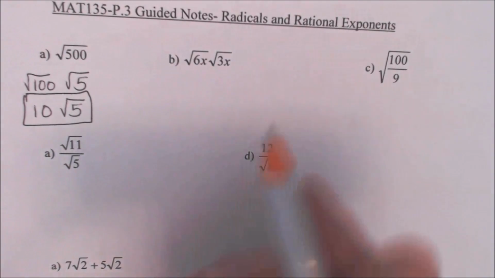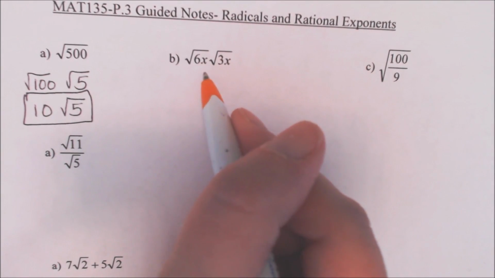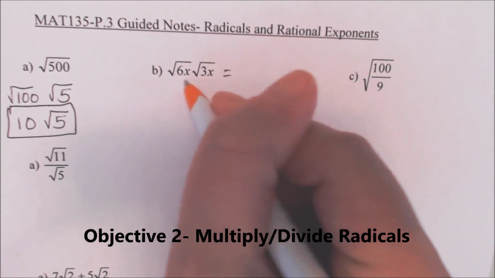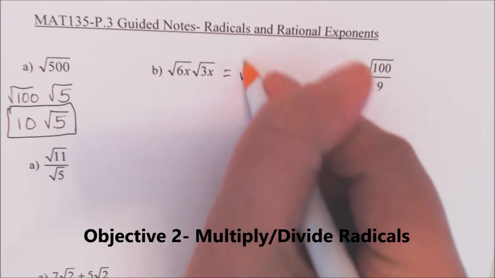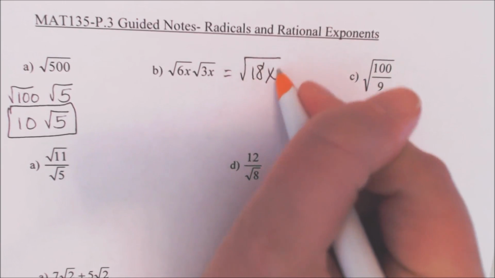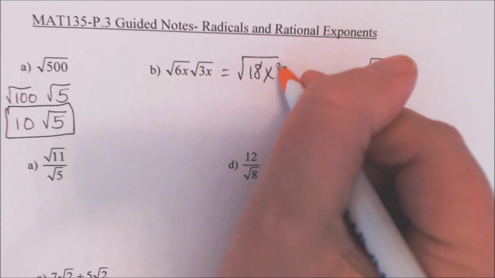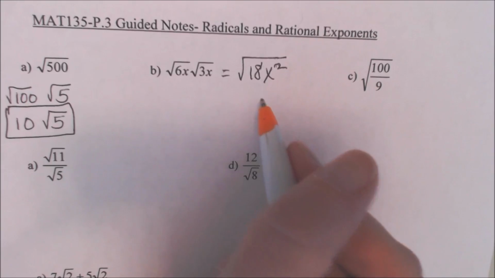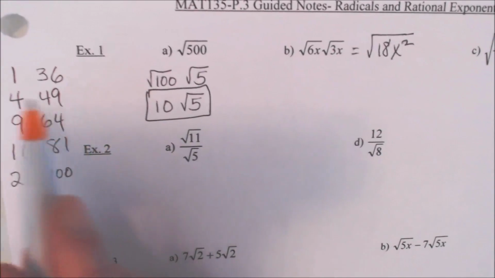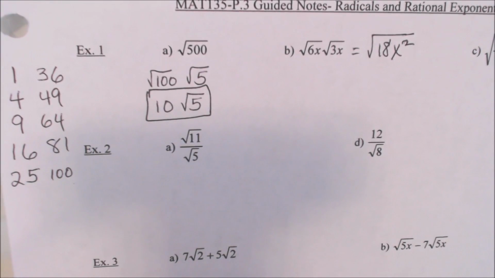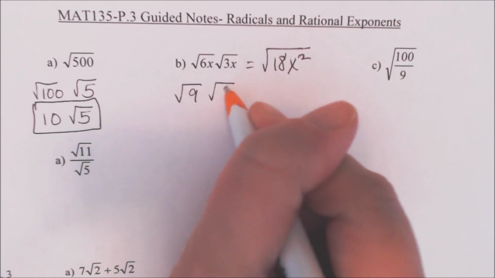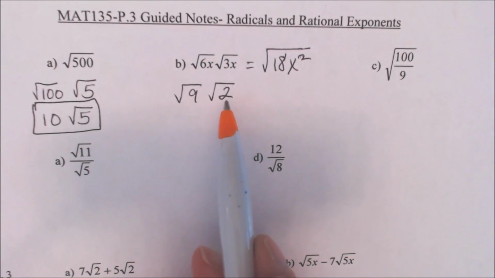Let's try the next one. We're multiplying the radicals, square root of 6x times the square root of 3x. If I multiply those together, we can multiply what's underneath the radicals. That's going to give me the square root of 18x squared. And then if you can simplify that, you want to go ahead and do so. What number in this list goes into 18? Hopefully you notice that's 9. So I'm going to write the square root of 18 as the square root of 9 times the square root of 2, because 9 times 2 is 18.